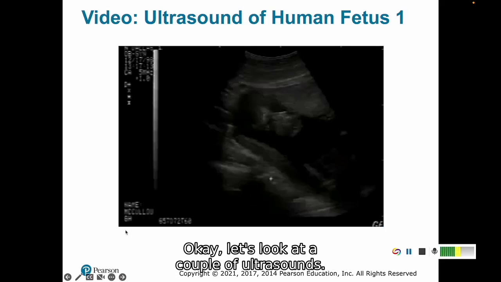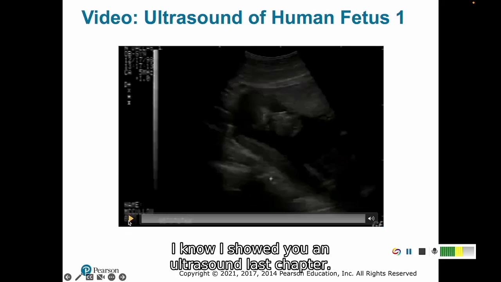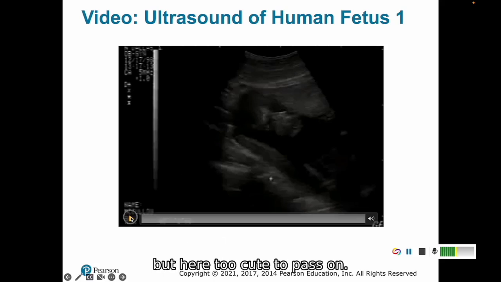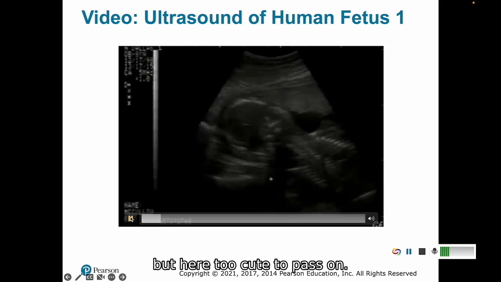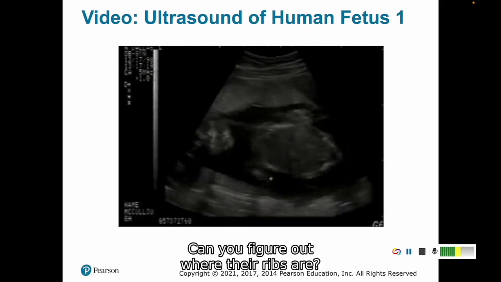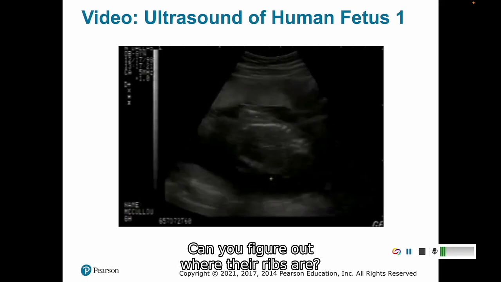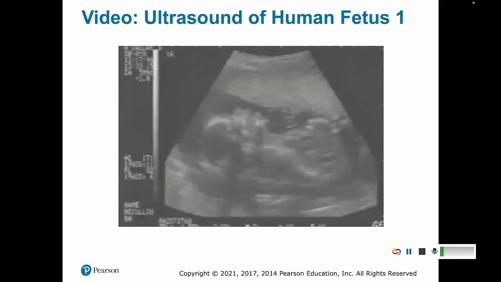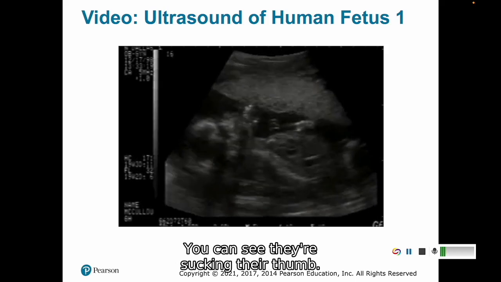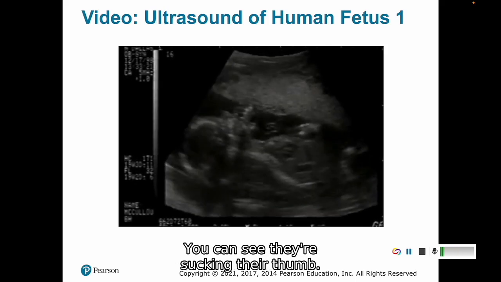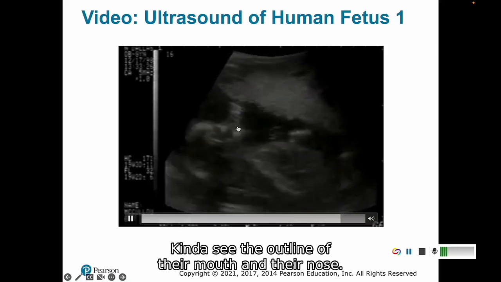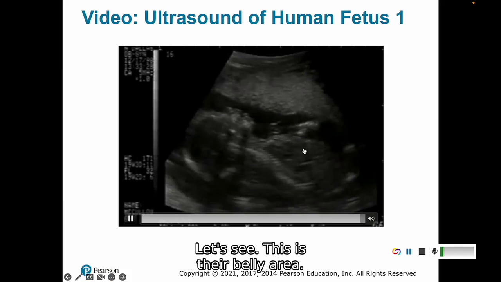Okay, let's look at a couple of ultrasounds. I know I showed you an ultrasound last chapter, and we had some ultrasounds last semester, but they're too cute to pass on. Okay, see if you can see the baby's spine, shoulders, head. Can you figure out where their ribs are? Here you can see the baby from the side. You can see they're sucking their thumb. Kind of see the outline of their mouth and their nose. And see, this is their belly area.